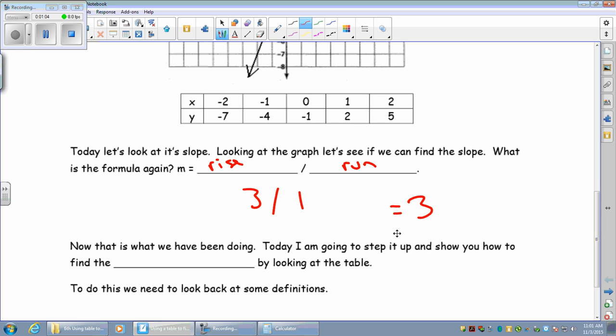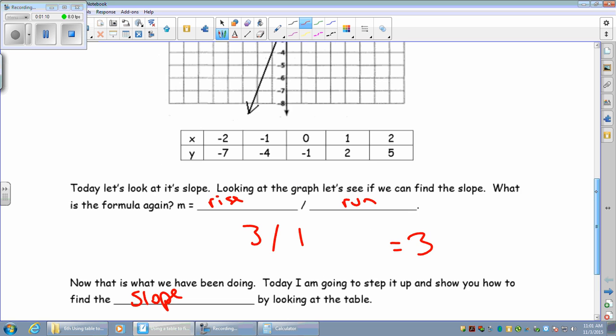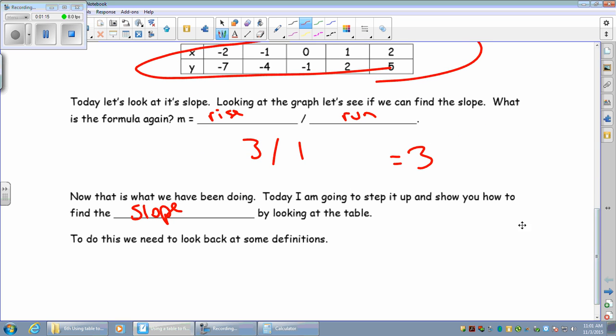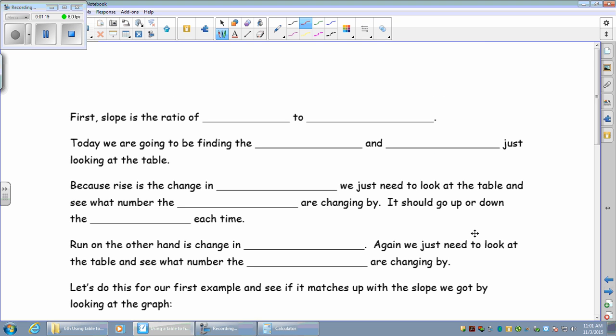Today I'm going to take it one step up and show you how to find the slope by looking at the table. So not even looking at the graph, but just by looking at this. It's actually pretty easy, but to do that, let's take a look back at some definitions. So the first thing I want to look at is what slope really is. It is the ratio of rise to run. Just like we said before, it's a ratio, it's a fraction, with rise on top and run on the bottom.